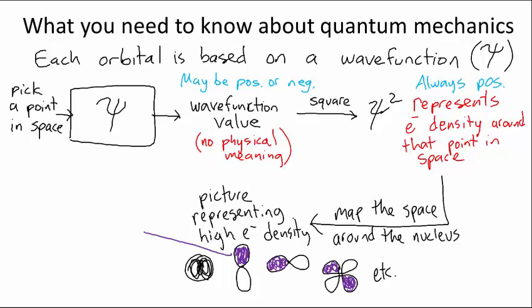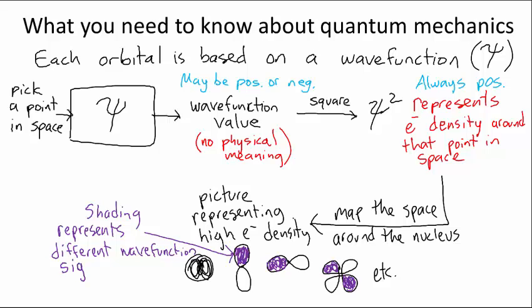So here, shading just represents different wave function sign. It doesn't really matter which we call positive or which we call negative, whether shaded is positive and unshaded is negative, or vice versa. The important thing is that the two lobes of a p orbital are opposite.